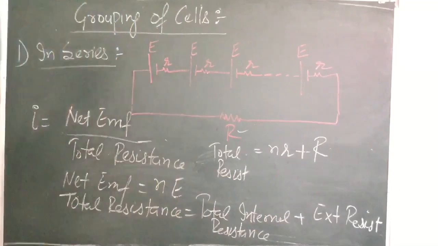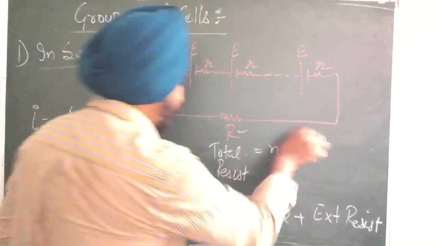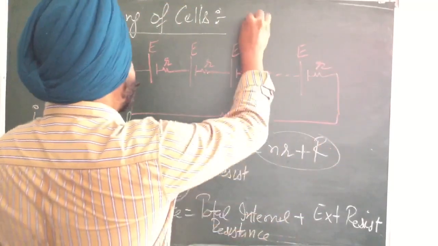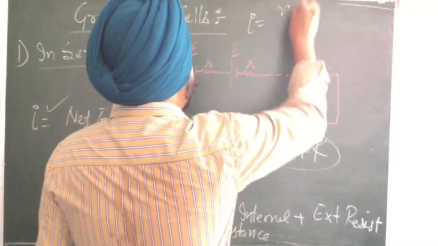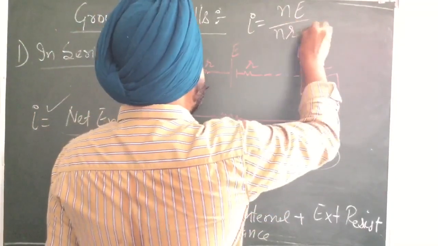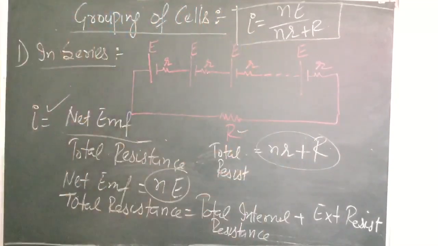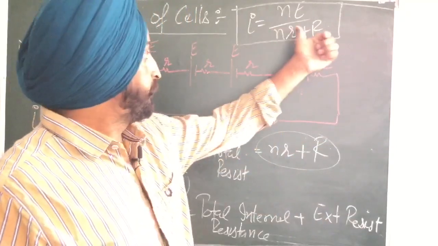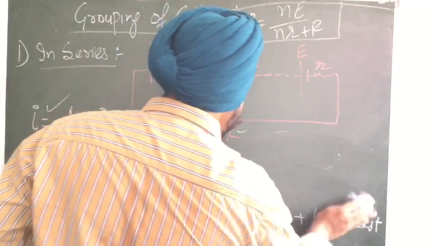Fine. So now I will be writing these two values of total EMF and total resistance in the formula for current. So I will get current is equal to total EMF, that is nE, over total resistance, that is nr plus R. So this is our formula for current flowing in the series combination of cells. So from this formula we can write a special case that will be like this.